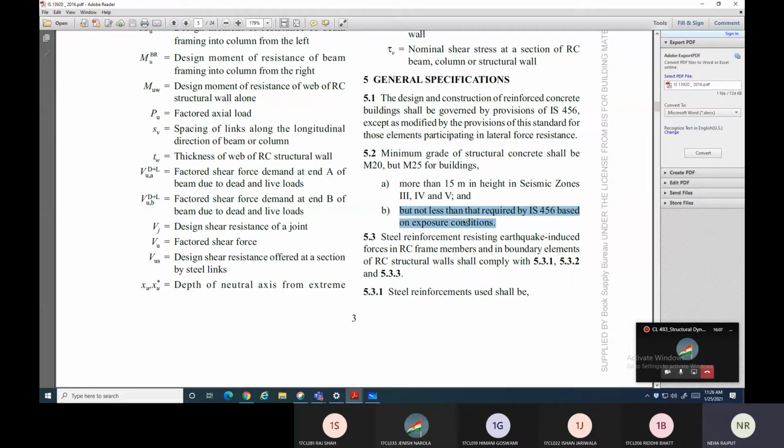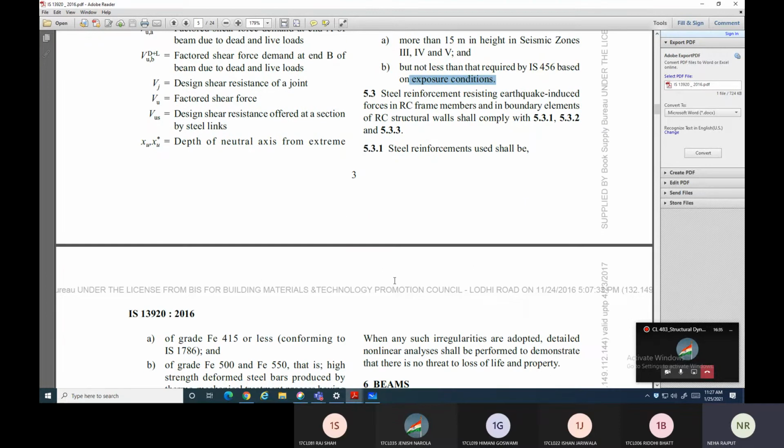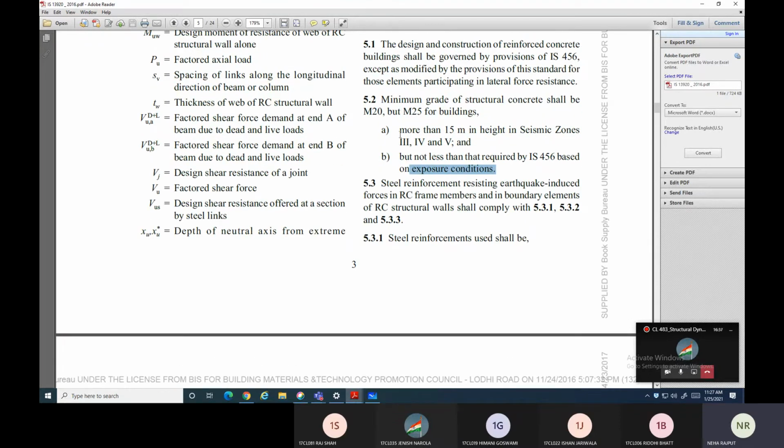Here one more clause is there that if you are dealing with IS 456, where you have considered grade of concrete as M20, but as per the exposure condition that is given in 456, if you want to upgrade your grade of concrete, then you can do as per this clause number. Then this is about the grade of concrete.